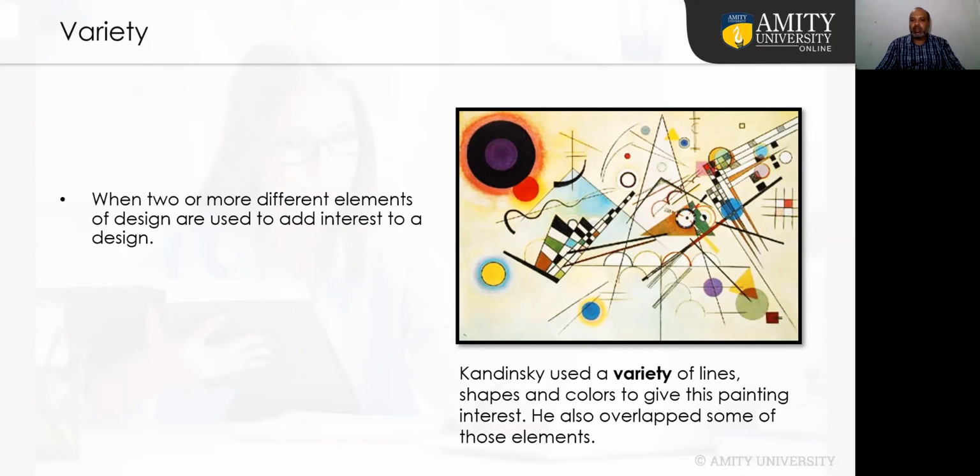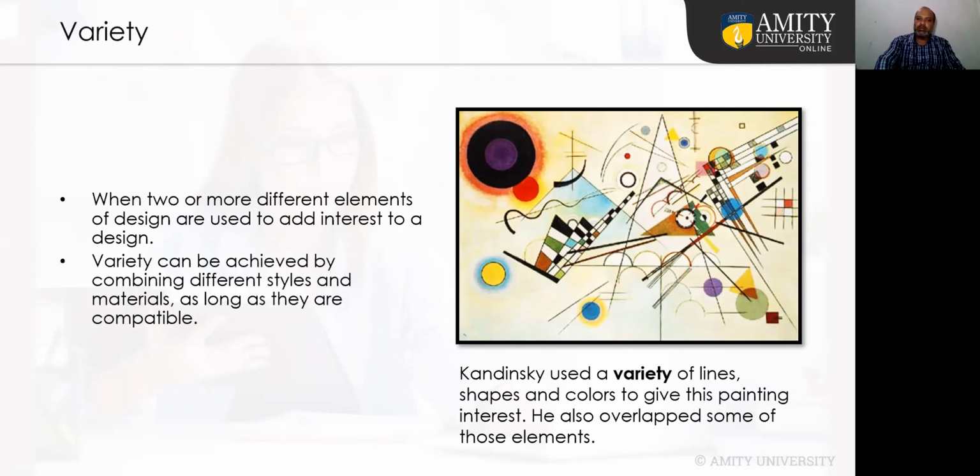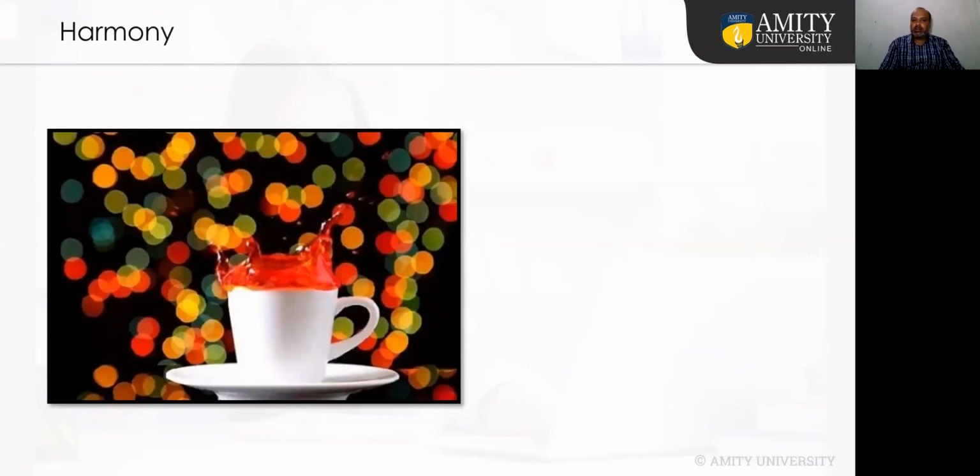It looks together. Every part is properly placed and attractive. Variety is when two or more different elements of design are used to add interest to a design. Variety can be achieved by just combining different styles and materials, as we have seen here. This is one of the best examples of harmony here.